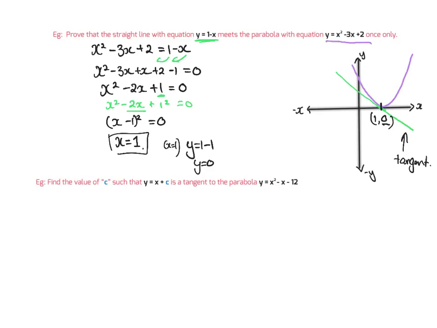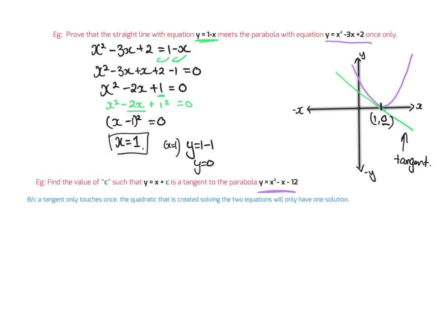Okay, the next one, find the value of c such that y equals x plus c is a tangent to the parabola y equals x squared minus x minus 12. So what that means is that we're only going to have one solution, like the example above. Okay, so because it's only going to touch once, that's the new quadratic equation that we get from when we solve them simultaneously at the start.